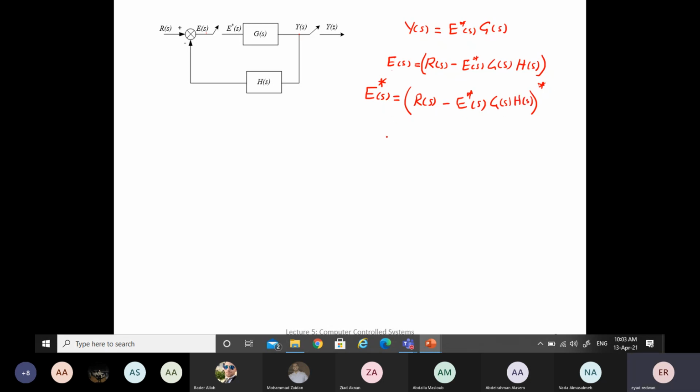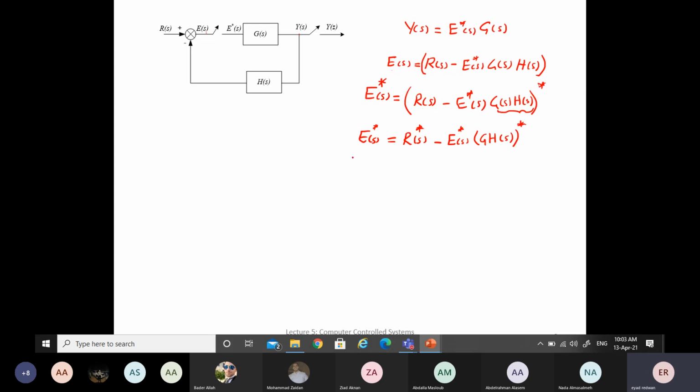Notice now the starred Laplace transform. For E star of s, for this it is R star of s, by the linearity property. Now if you look at this term, this term is already starred, it is a discrete signal. These two, if I want to find the starred Laplace transform for them, I have to multiply them first. In other words, this term is already starred, so it is E star of s, and these two, which are GH of s, I will find for them the starred Laplace transform.